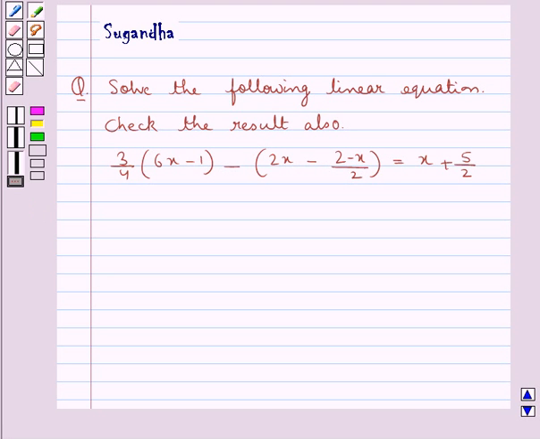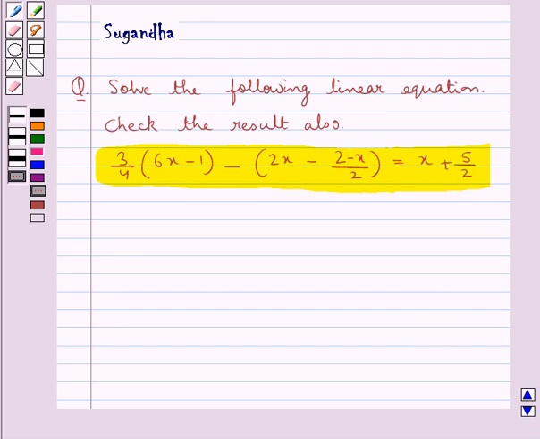In this session, we discuss the following question that says, solve the following linear equation. Check the result also. 3 upon 4 into (6x minus 1) minus (2x minus (2 minus x) upon 2) is equal to (x plus 5) upon 2. Let's move on to the solution now.